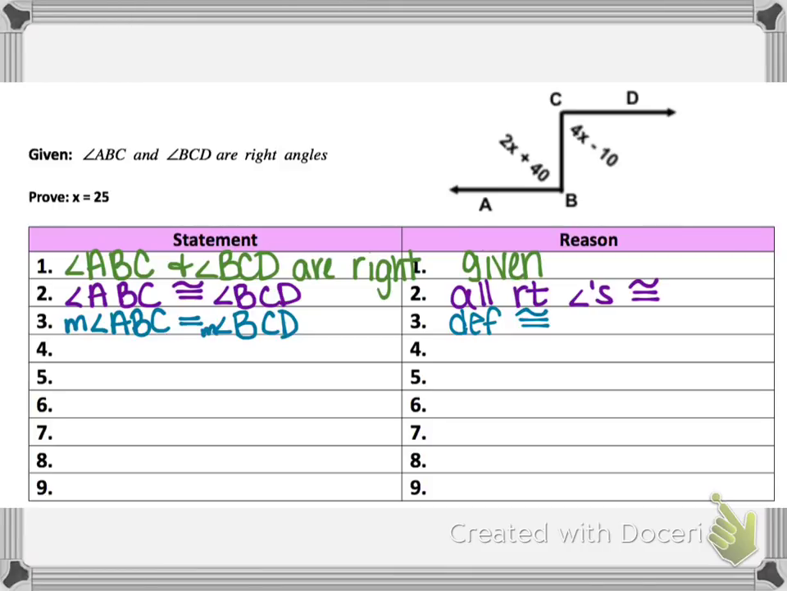And then I need to see what I can actually put in there. So I know that angle ABC, if I look at the diagram, is going to be equal to 2x plus 40. And then my other angle, angle BCD, is equal to 4x minus 10. And I got both of those from the diagram. So I'm just going to put little g's for given.